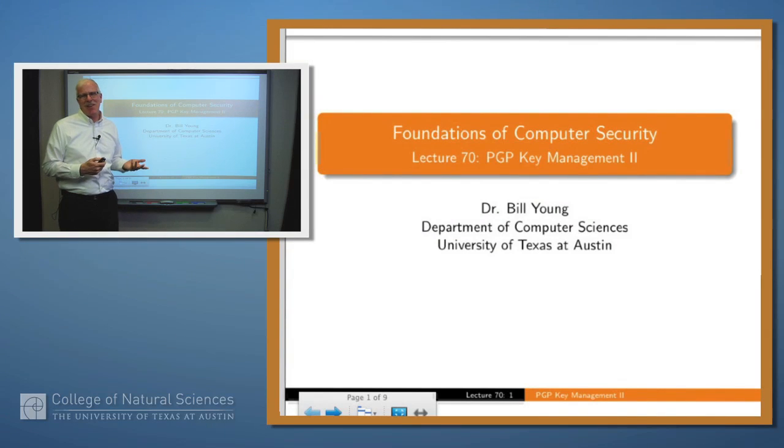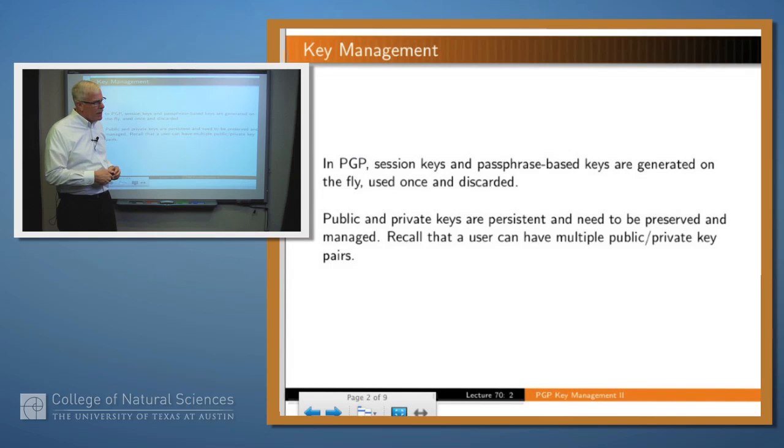Hello again. In our last lecture, we started talking about key management in PGP. Remember, there are 4 different kinds of keys which are generated. Well, let's talk about how they're managed as opposed to how they're generated. Recall that session keys and these passphrase generated keys are really used once and then thrown away. It's the public and private keys that you have to worry about because they're persistent. They're the ones that you have to store somewhere and maintain the security of, at least for the private keys. For the public keys, we don't care.